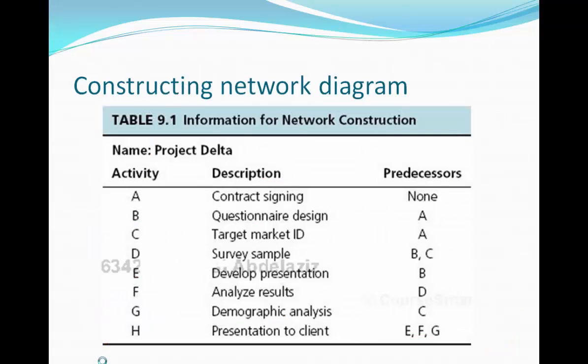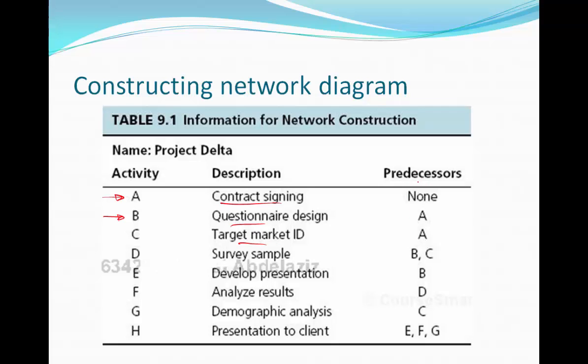So here's a typical example of a project that you would receive, and you would be asked to draw a network diagram for. We have eight activities, labeled activity A, B, C, D, E, F, G, and H. And then we have a description of each activity.